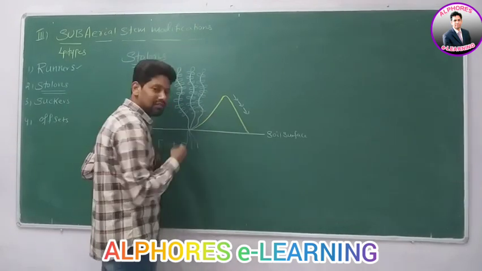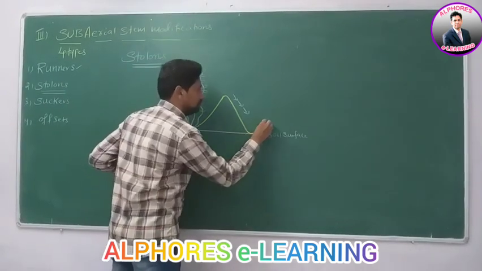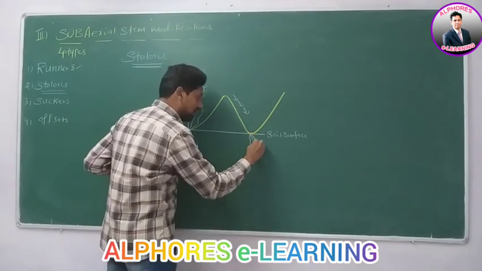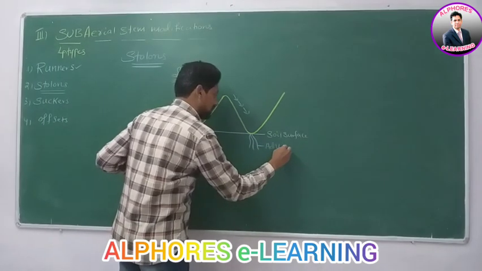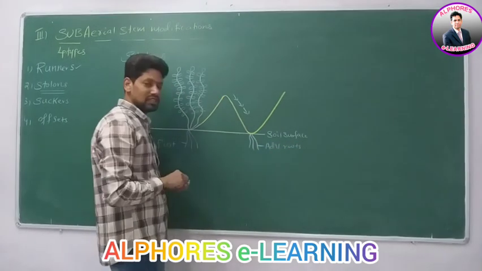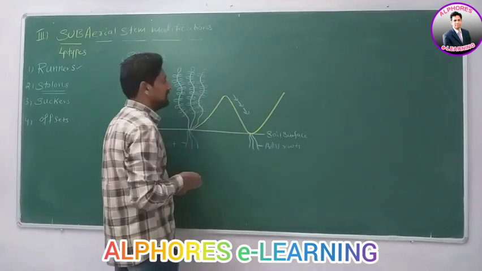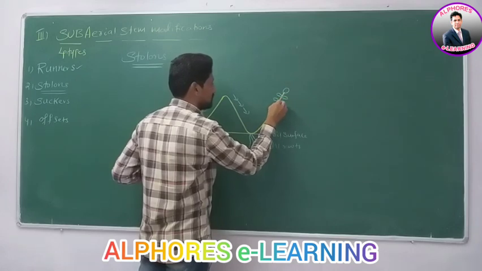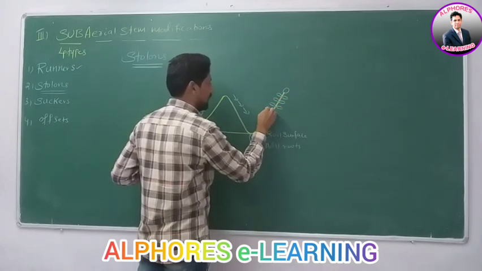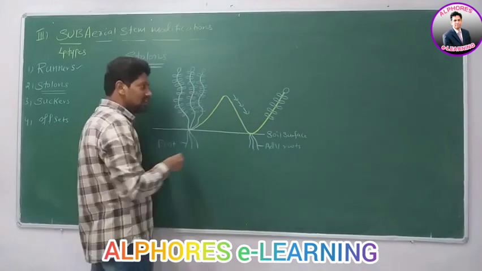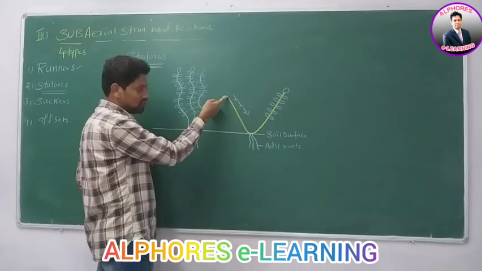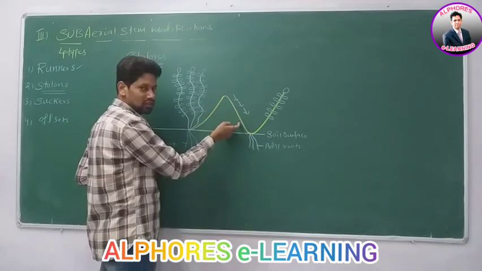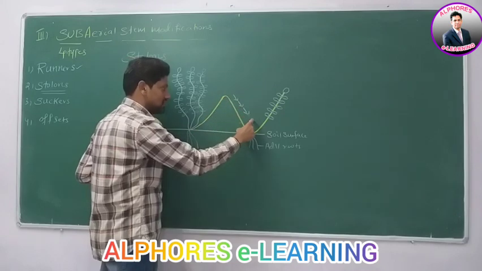It touches the surface of the soil and then again raises up. Is it okay? Wherever this branch came in contact with the soil, it has developed adventitious roots. Which roots? Adventitious roots. Now see this diagram carefully. How is this branch growing? The lateral branch which grows obliquely downwards, in a positively geotropic manner, is called a stolon.